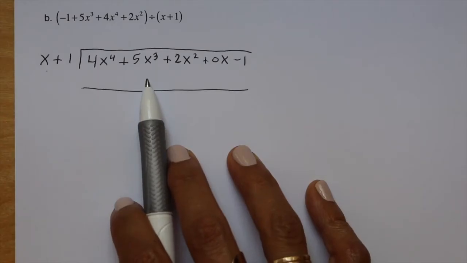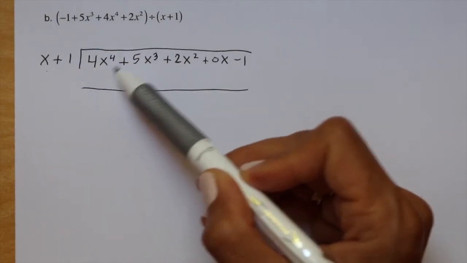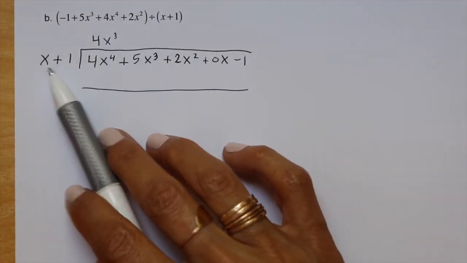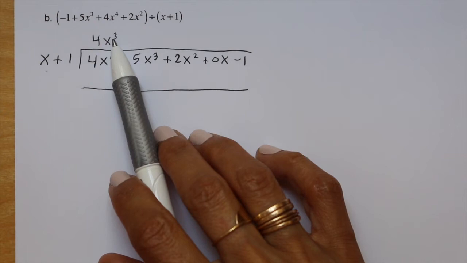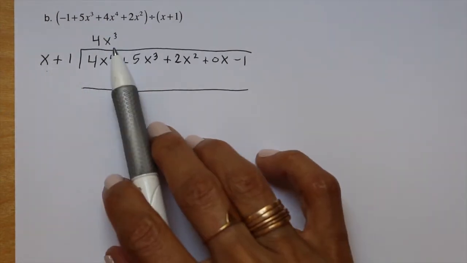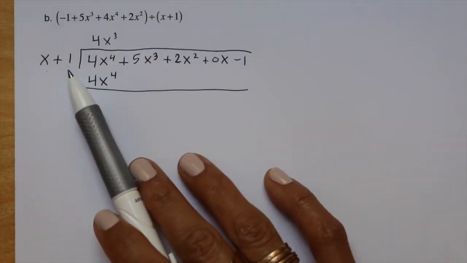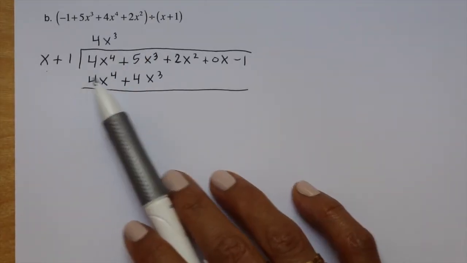We're going to start it off by asking ourselves, what times x makes this first term? So I have 4x cubed times x makes 4x to the 4th. Your next step is you multiply this term to both of these out here. So 4x cubed times x makes 4x to the 4th. Then 4x cubed times 1 makes us 4x cubed. So we have our terms here.